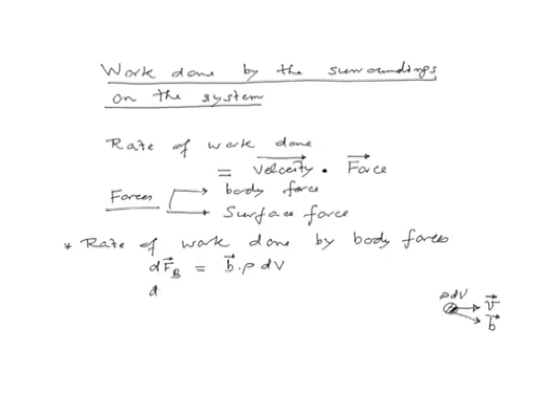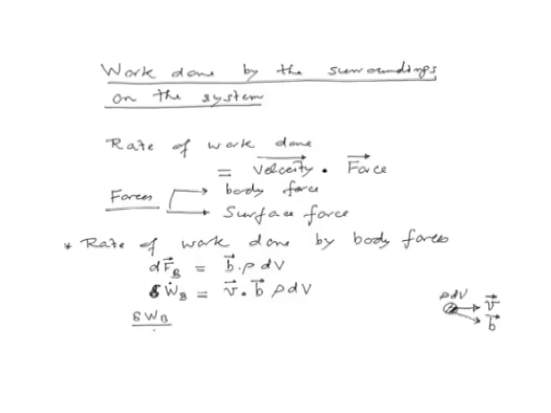So, the differential rate of work done, delta Wb dot, would be V dot b rho dV. To find the total rate of work done by the body forces, let us call that del Wb over del t. This would be the negative of the volume integral over the control volume of rho V dot b dV.